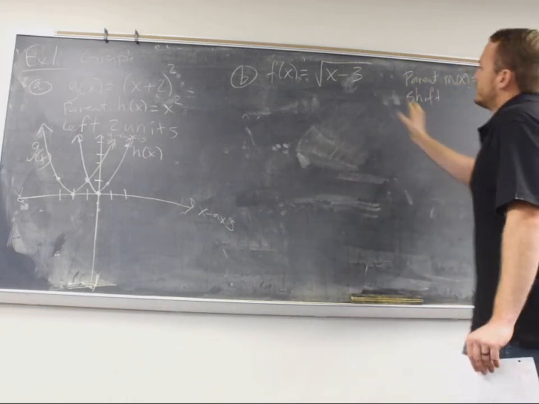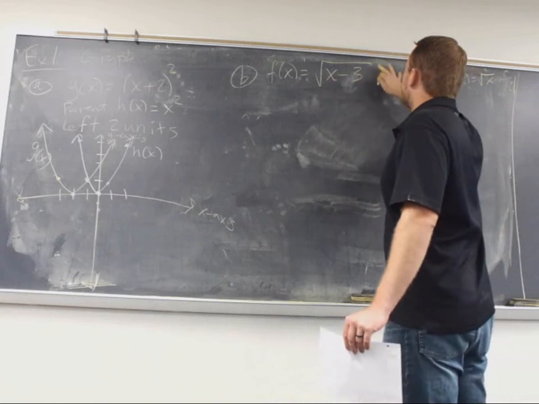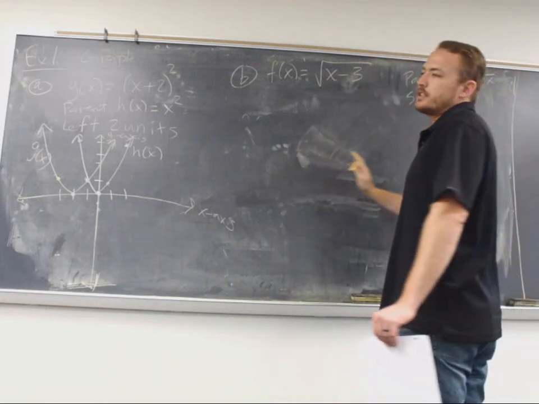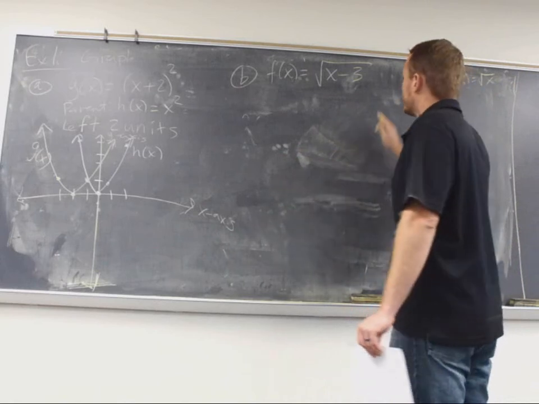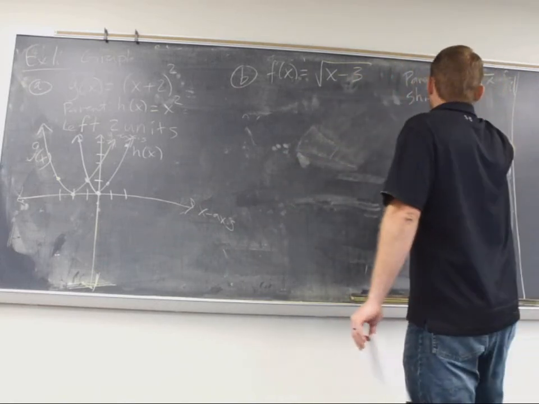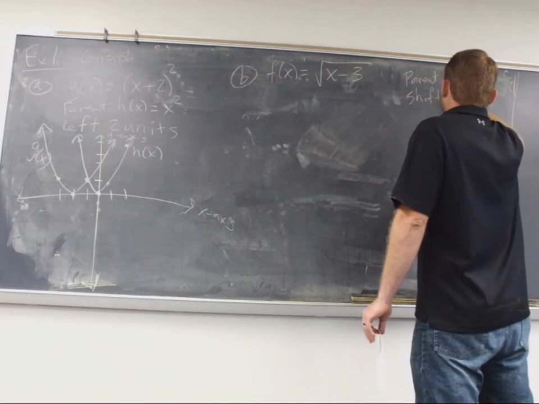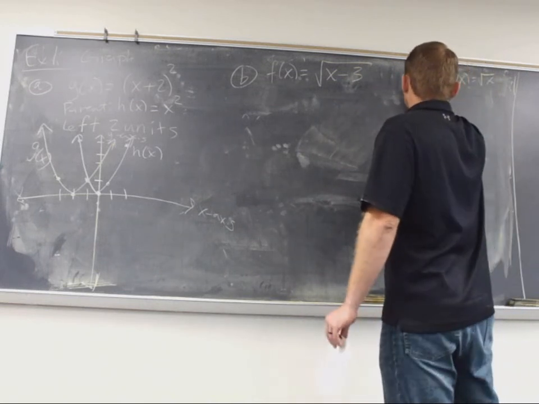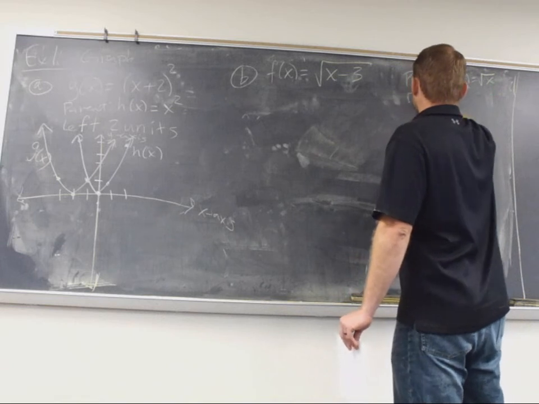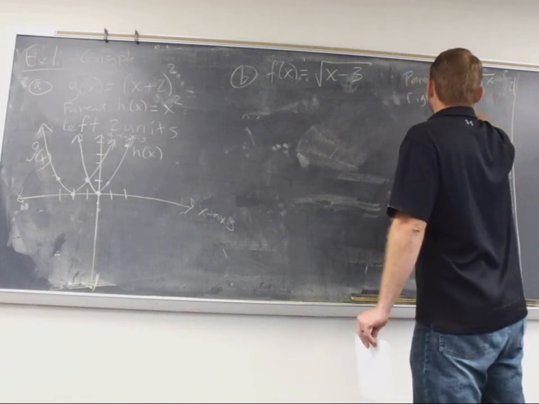okay, it's inside the function. If it was outside, it would be out here. So it's inside, so that's the horizontal, and it's going to work opposite of how I think it should work. Minus 3 means to the right. Shift right 3 units.